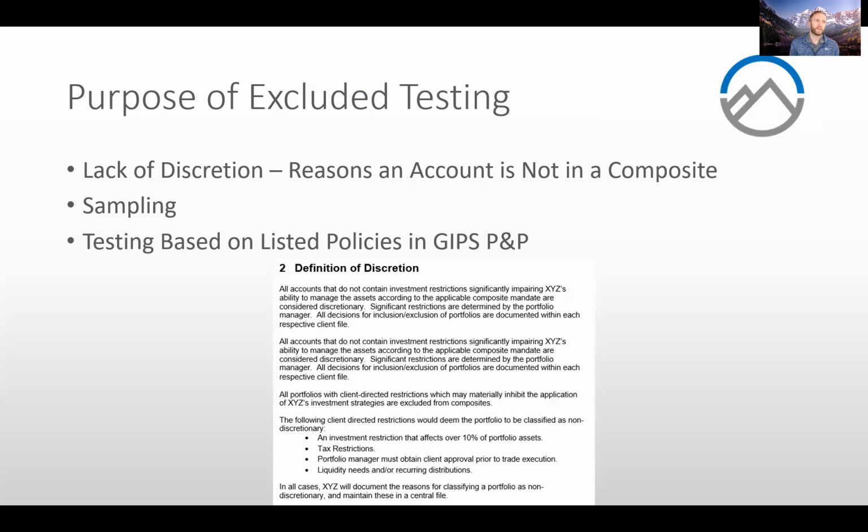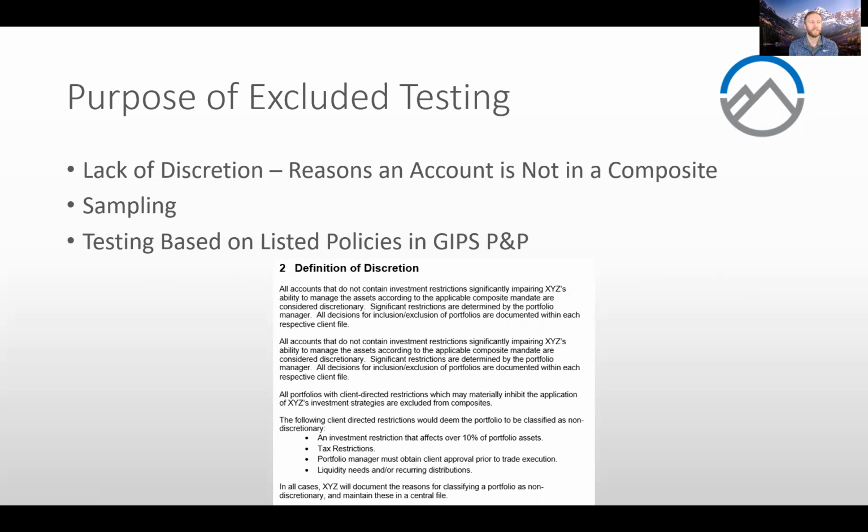So the purpose of excluded testing is to give the verifier comfort that all of your composites include your discretionary fee-paying portfolios, which is a requirement of all GIPS compliant firms. The verifier is able to do this not just by testing the various membership policies we discussed in other videos, but also to test your definition of discretion. So what makes an account discretionary versus what does not make it discretionary.